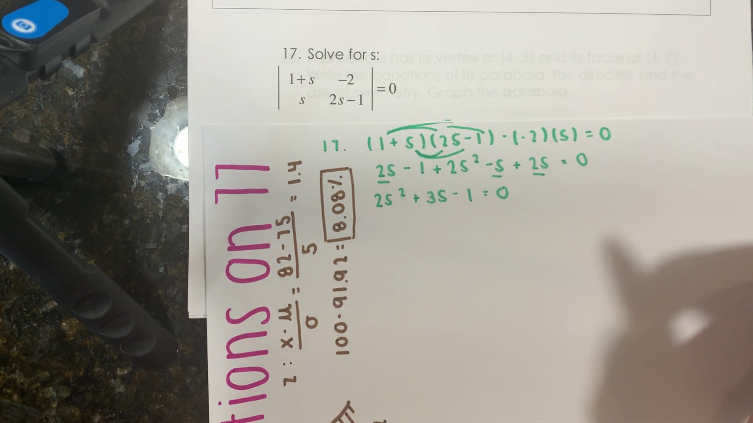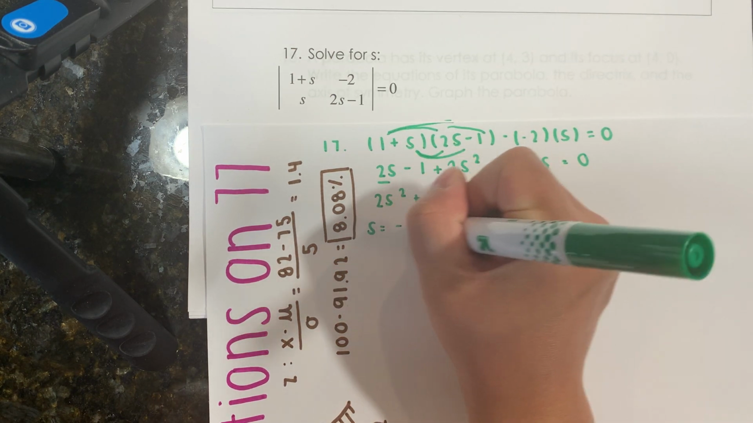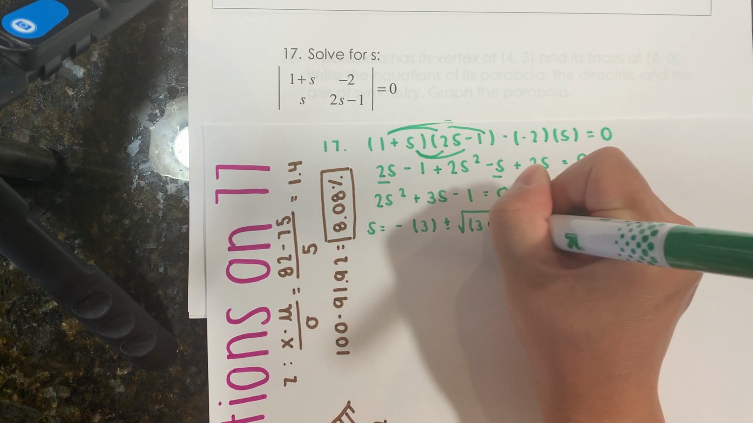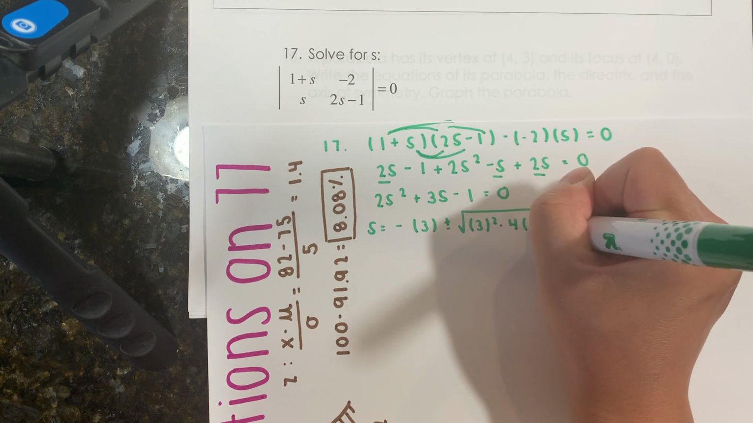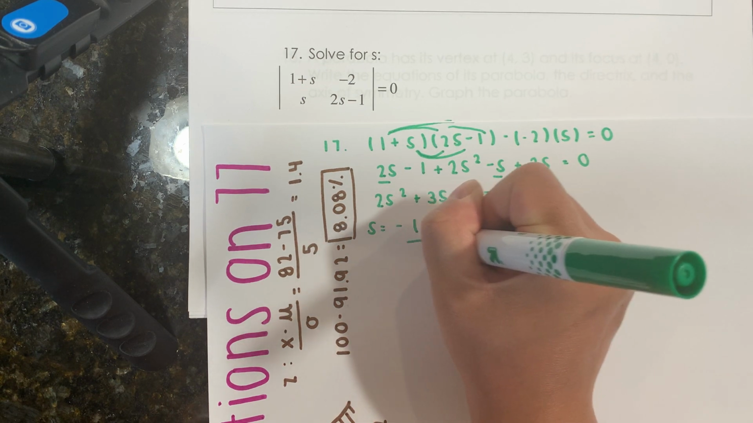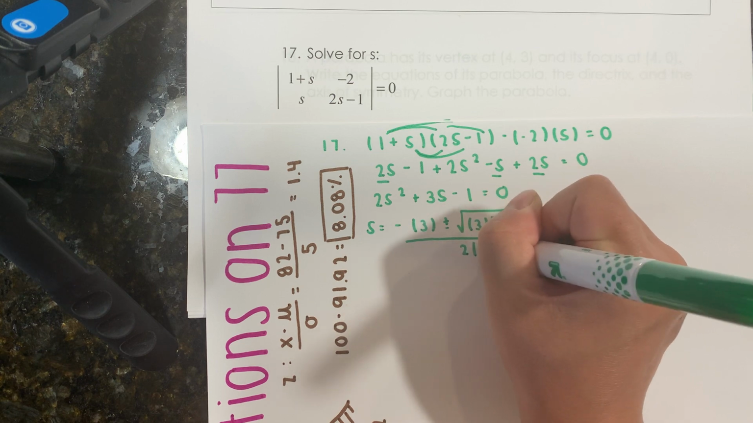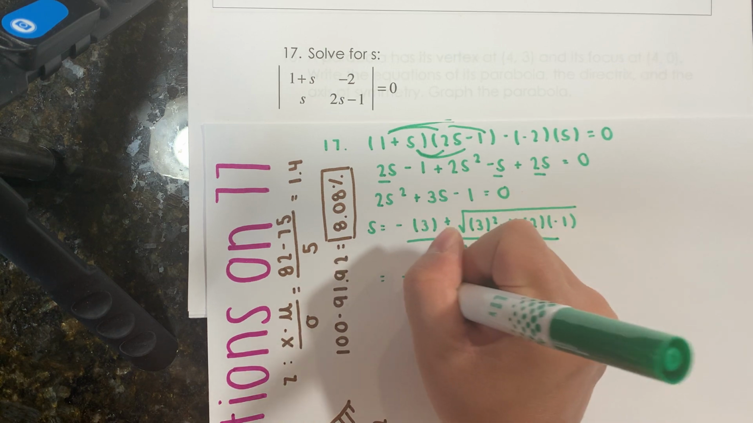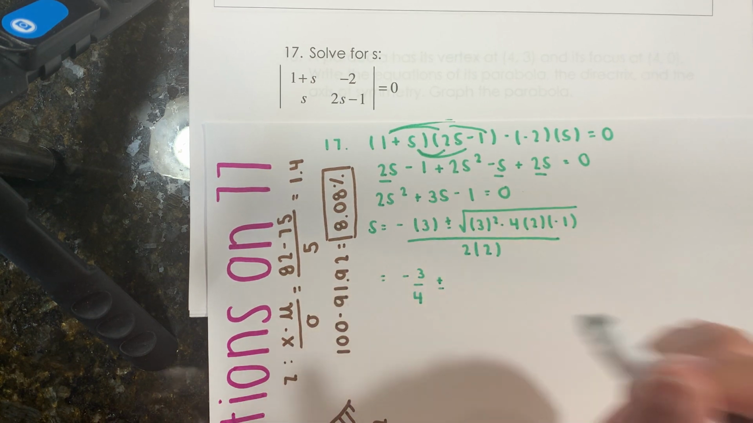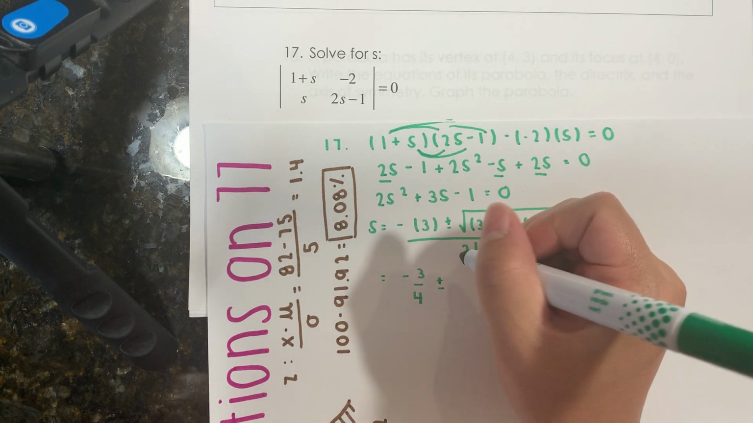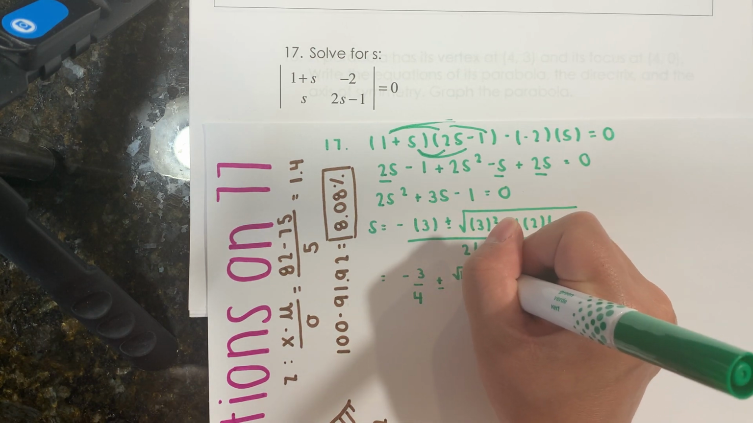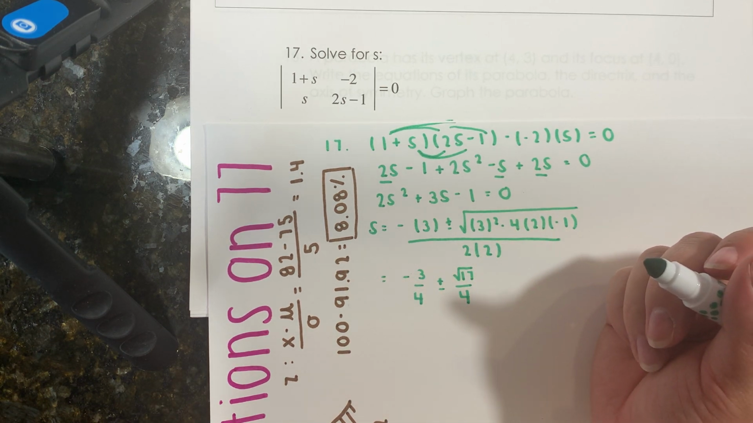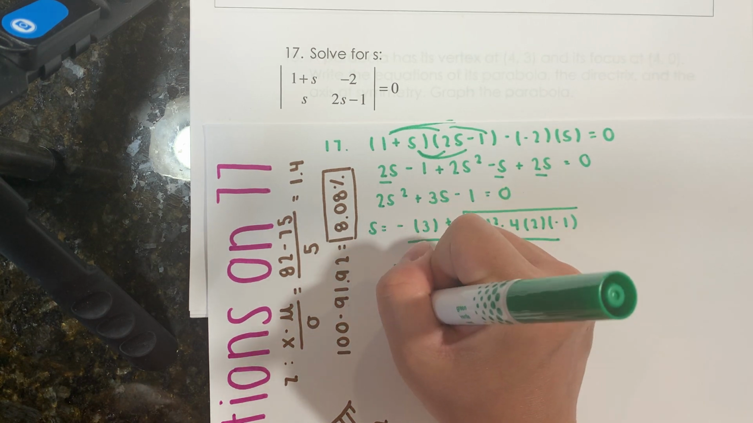And we're going to solve this by using the quadratic formula. So S is equal to negative 3 plus or minus the square root of 3 squared minus 4 times 2 times negative 1, all over 2 times 2. So that would be negative 3 over 4 plus or minus, and that turns into 9 plus 8, which would be the square root of 17 over 4. And this is for lesson 77, number 17, and that is your answer.